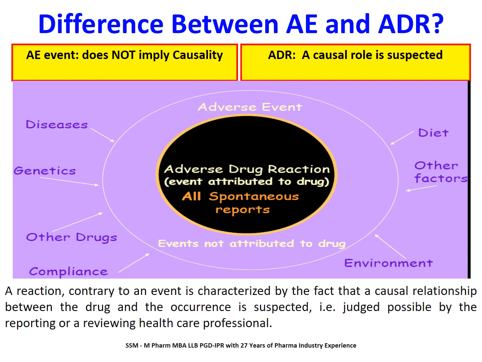So you see in this slide, adverse events have the wider horizon, which also includes the adverse drug reactions. Adverse events are not necessarily related to the drug, but adverse drug reactions are related to the drug. They have a causality relationship. A reaction, contrary to an event, is characterized by the fact that a causal relationship between the drug and the occurrence is suspected.